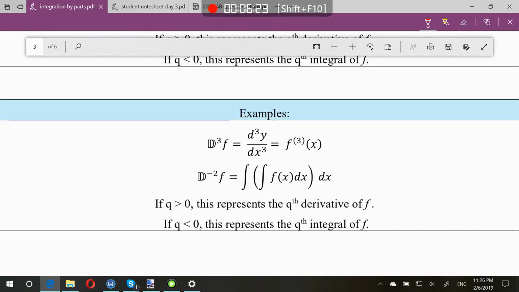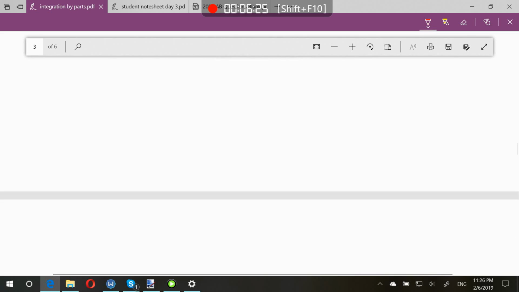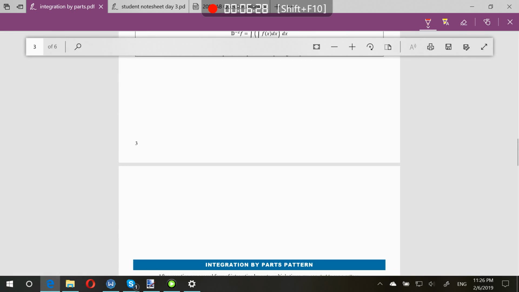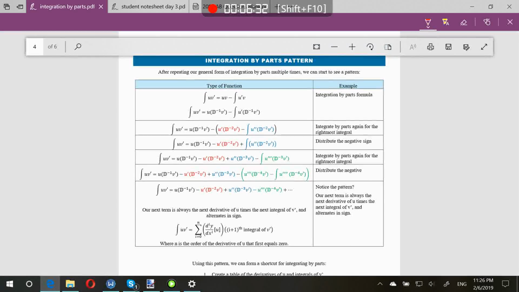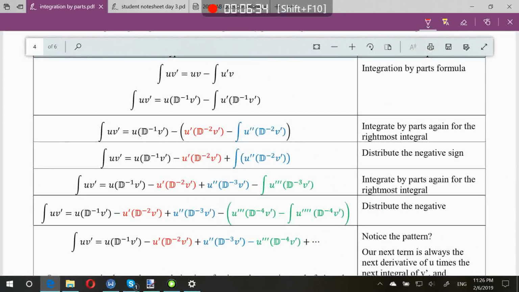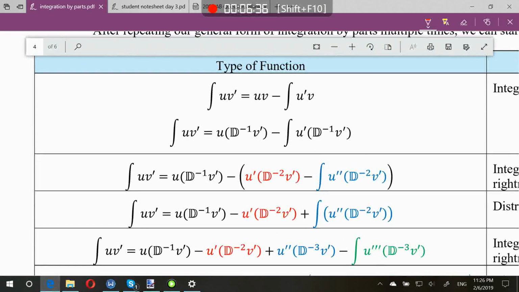Okay. So with that, I'm going to rewrite our formula for integration by parts using our new different integral notation. So our integral by parts formula was this. The integral of uv prime is equal to uv minus the integral of u prime v.